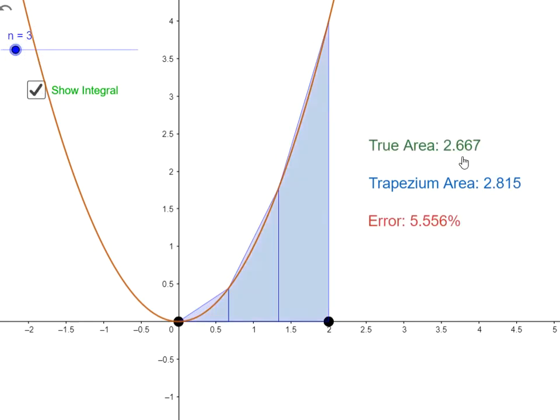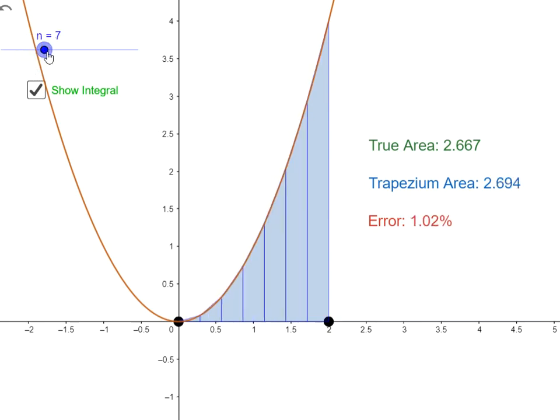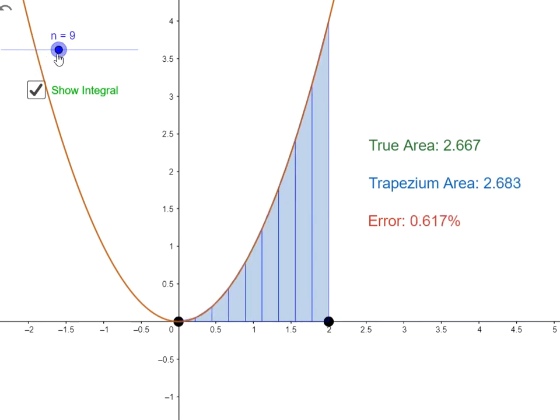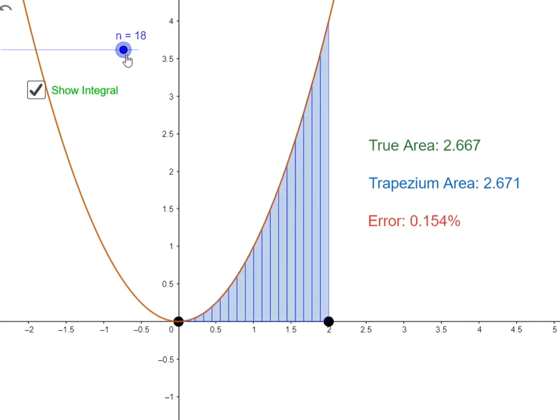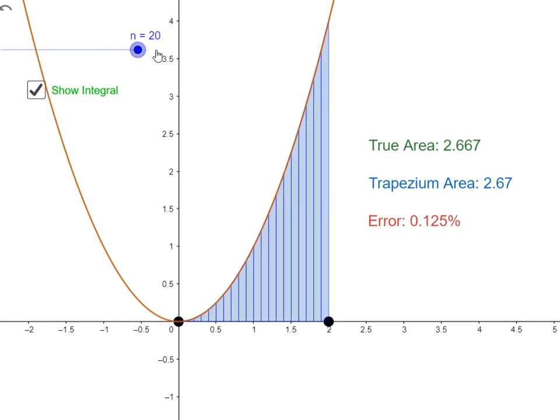So if we look at the true area of 8/3, we've got an overestimate when we have 3 strips of about 5%. That overestimate gets smaller if we increase the number of strips, but it's still an overestimate. We're getting 2.68 instead of 2.66. And even though we keep getting better when we increase the number of strips, we don't ever drop down as low as the true area.